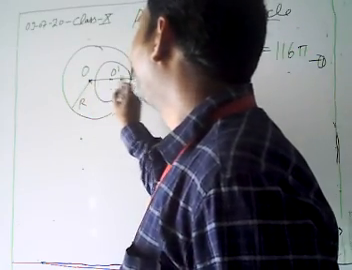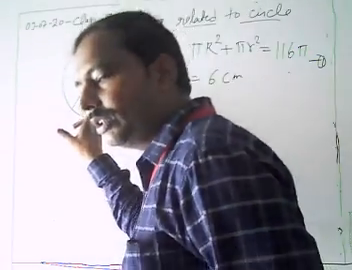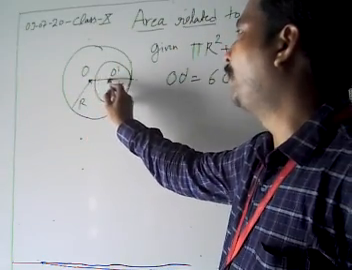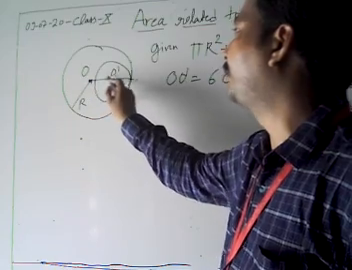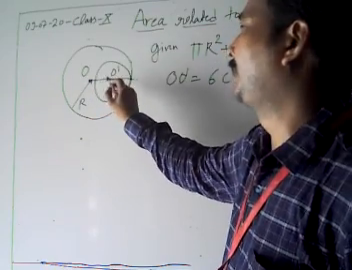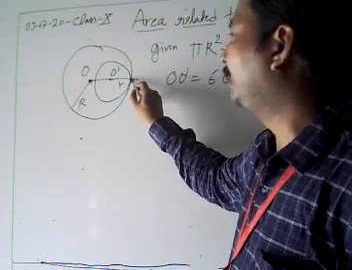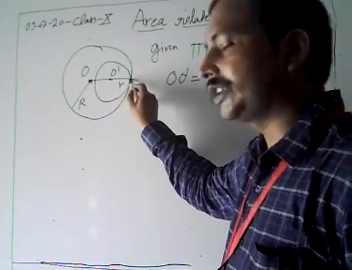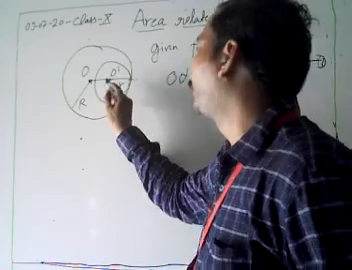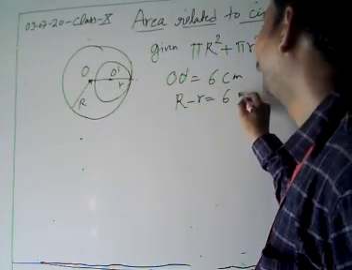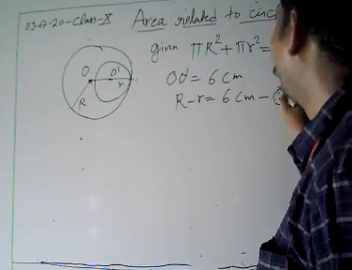It is the difference between capital R and the smaller r. Look at the figure. This distance O O prime, how can we get it? The distance from O prime to this point: the whole length is what? Capital R, and this length is what? Smaller r. Then we get the distance O O prime equal to R minus r, which is 6 centimeter. This is our equation 2.